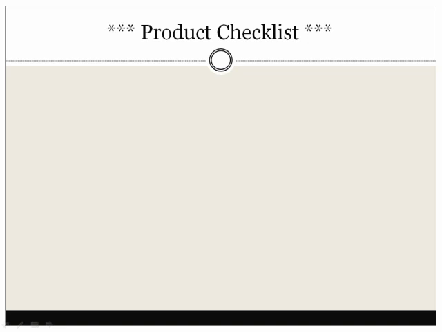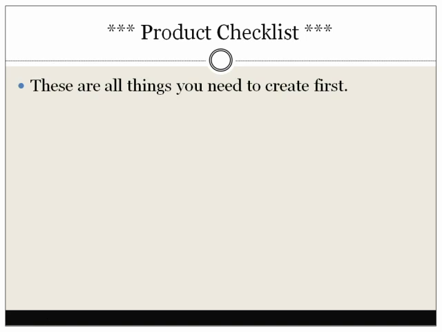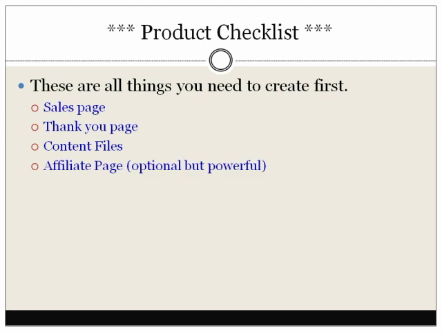So product checklist, this is something that you will need to jot down. I'd say the most important part of this specific video. So these are all things that you need to create first. You need to create the sales page, thank you page, content files, and you're going to need to zip those files up. You're going to need to have the affiliate page.